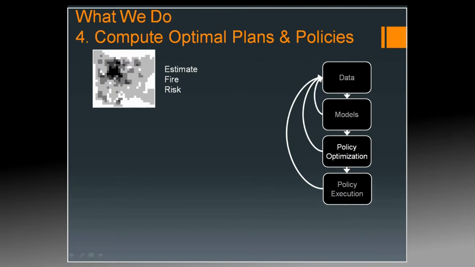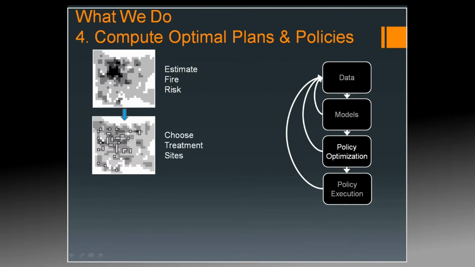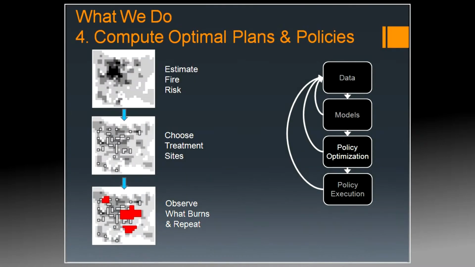Then we choose optimal places to place our fire treatments. And then, of course, it's nature's turn, and nature lights fires, burns some things, and then we observe what burns, and then we plan for the next year. So those are some examples of the kinds of things we do at Oregon State University.